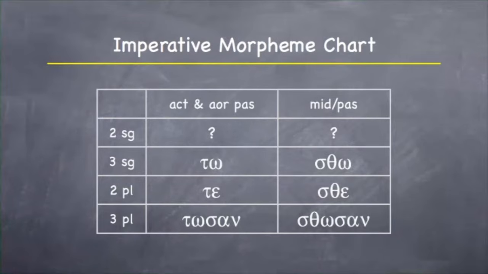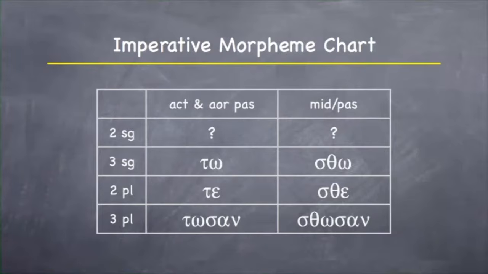Now, you've seen this kind of thing happen in participles, haven't you? Where the aorist passive is using an active form, an active morpheme. The same thing is happening with the imperative. You have the active morpheme, which is going to be used in the aorist passive. And then the other column is the middle passive morphemes.